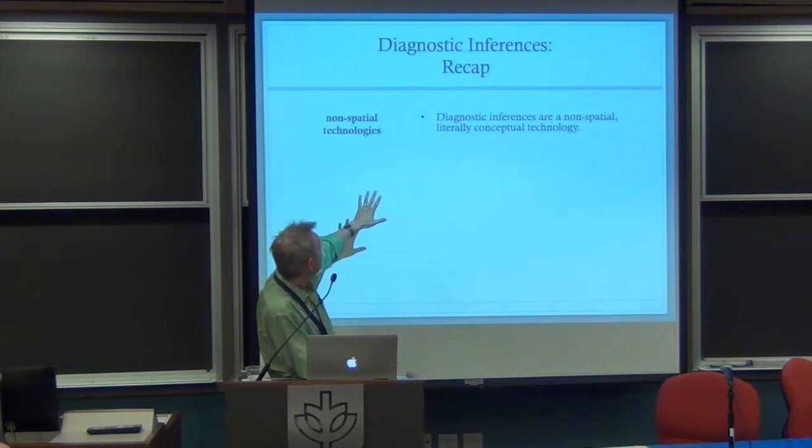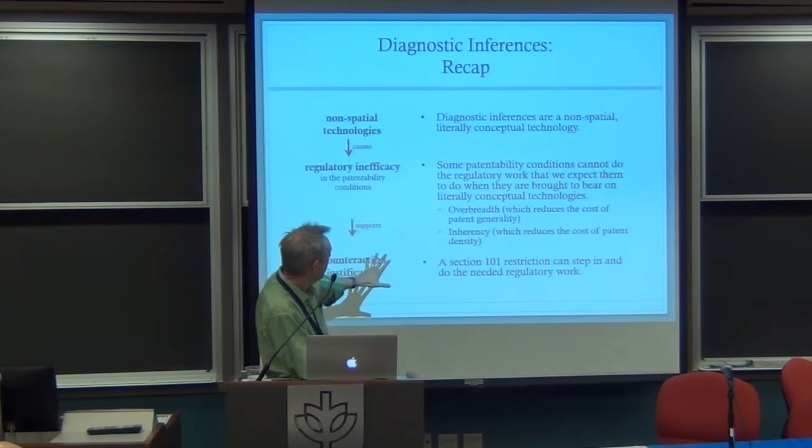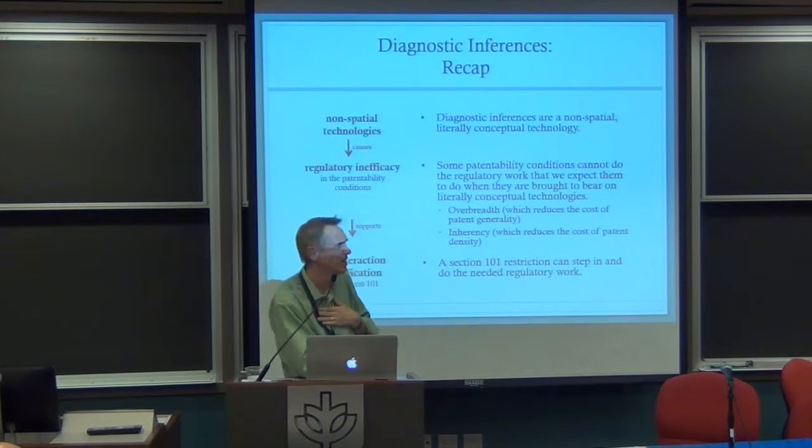So, to recap, I'm saying that there are certain kinds of non-spatial technologies where some of the patentability conditions fail to work, so we have regulatory inefficacy, and this might be able to justify a restriction on patent eligibility because Section 101 hopefully will step in and do some of the needed work.